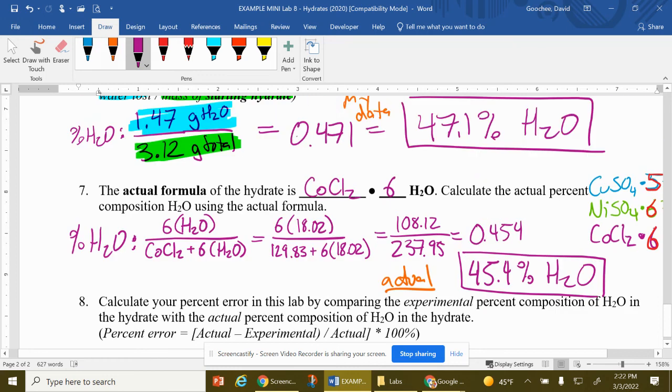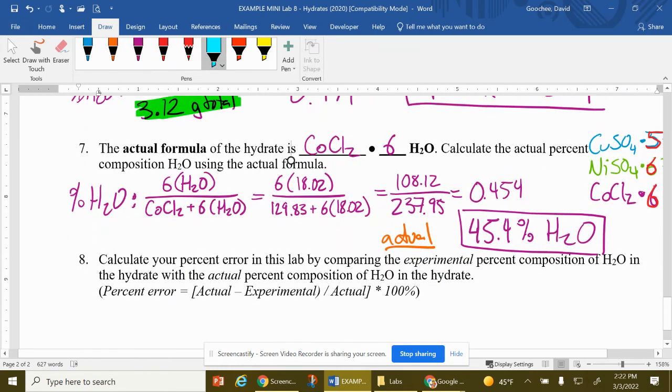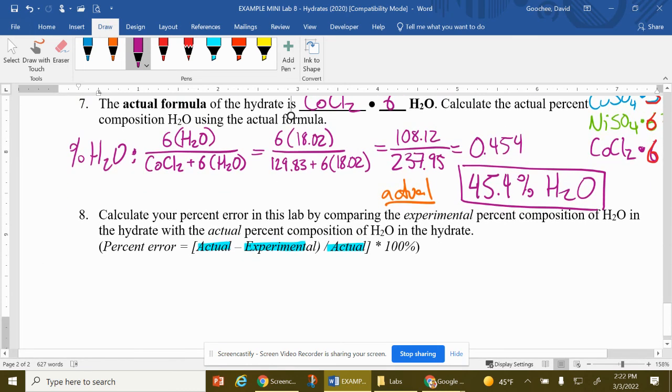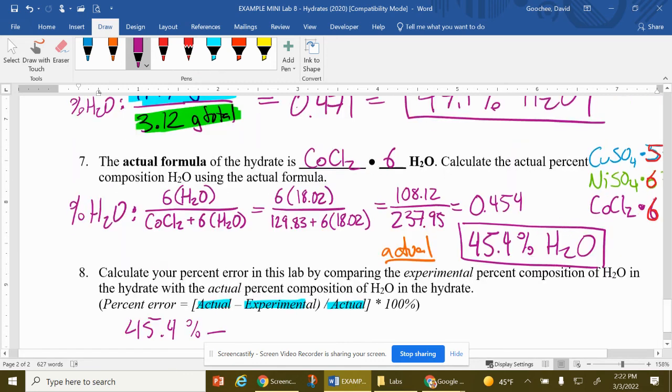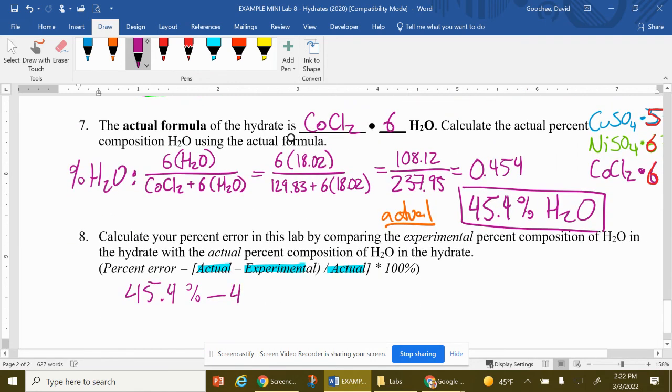Now the last problem here is you actually have to calculate your percent error. And just so you remember how this goes, percent error is the actual amount minus what you got divided by the actual amount, all right? So the actual amount is 45.4%, minus what I got, 47.1%, divided by the actual, which is 45.4%.